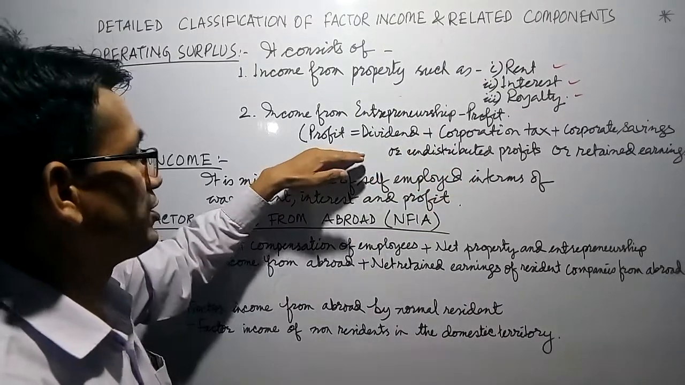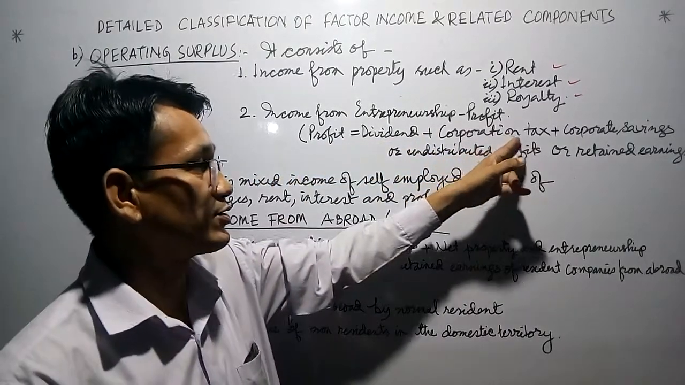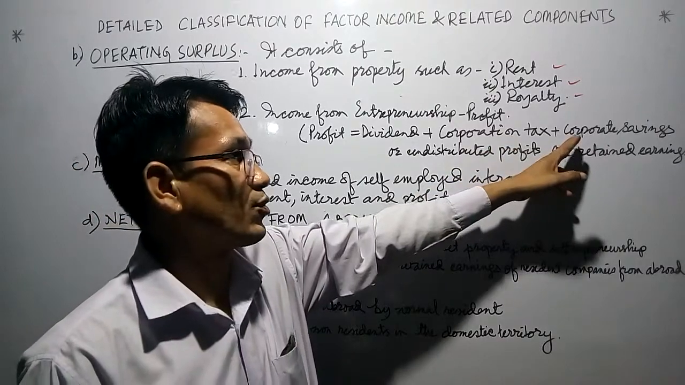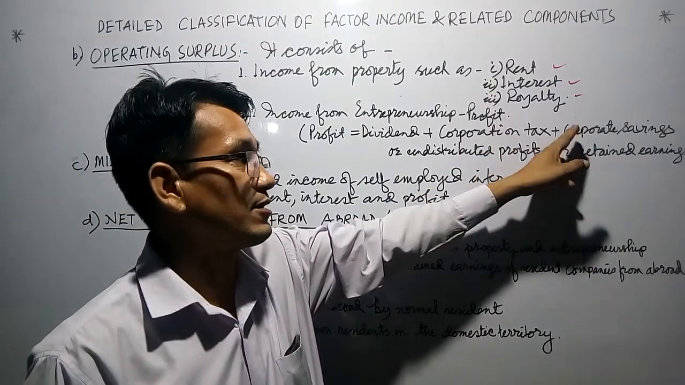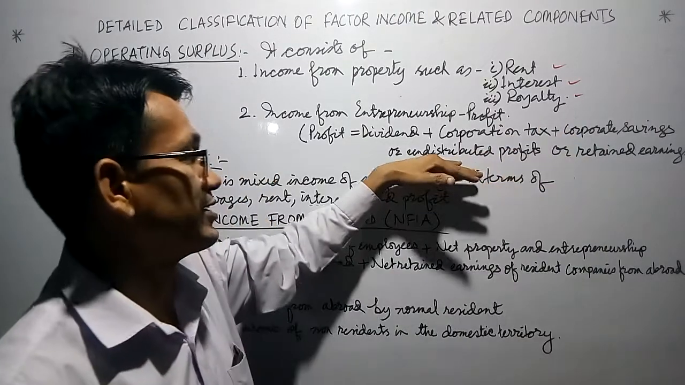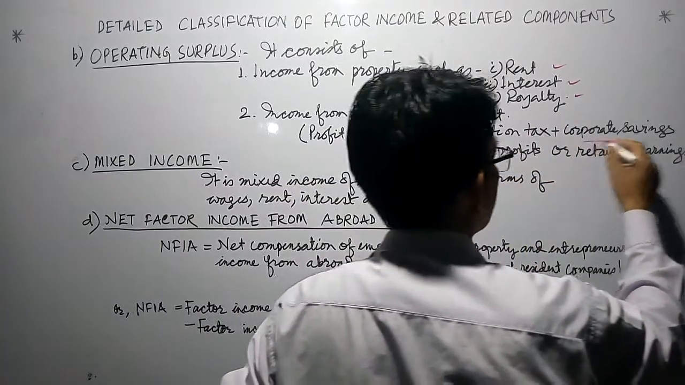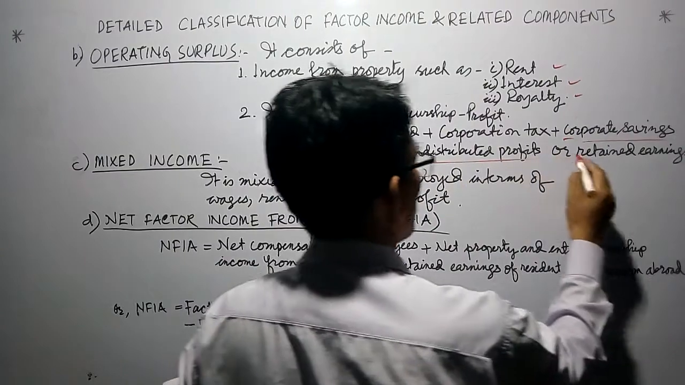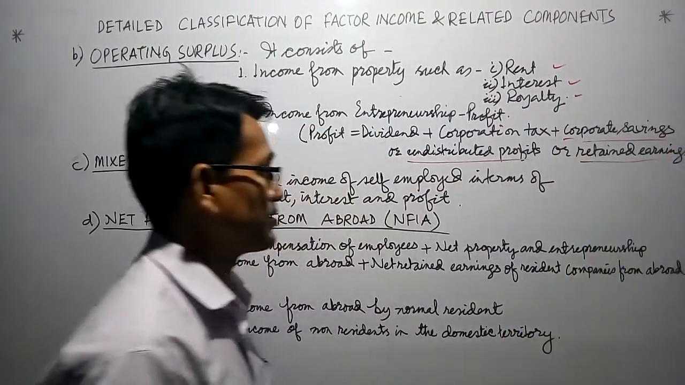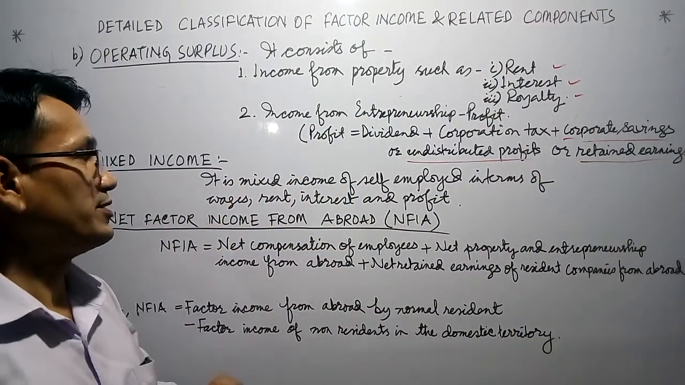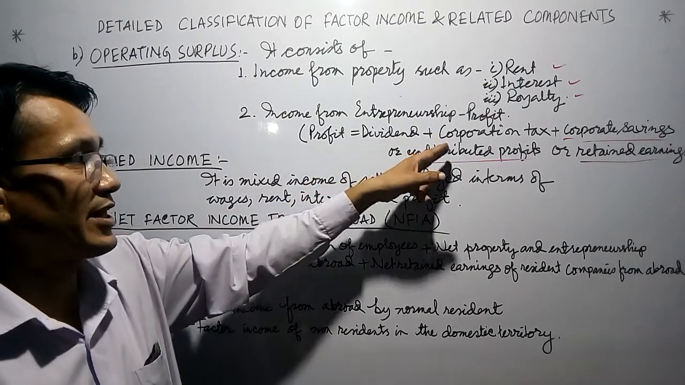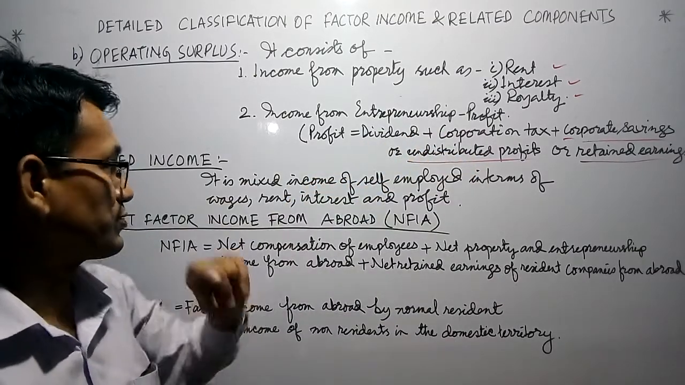So profit is equal to dividend plus corporation tax plus corporate savings. Corporate savings are known by two other names, that is undistributed profits or retained earnings. These three terms, corporate savings, undistributed profit and retained earnings, are more or less the same thing. So profit is composed of dividend, corporation tax and retained earnings.